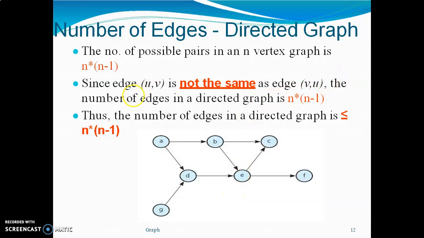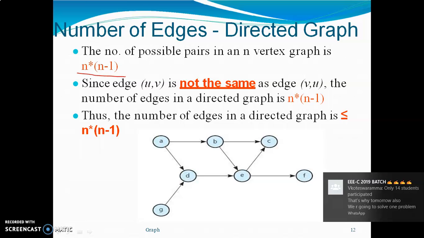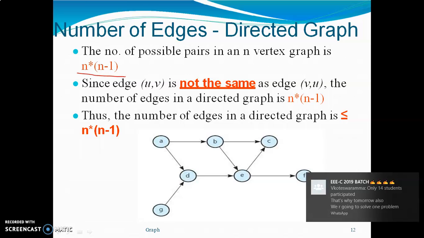Next, the number of edges in a directed graph. The number of possible pairs in an n vertex graph is n into n minus 1. This is the maximum number of possible pairs. It's not exactly the number we have, it's a maximum. By having 5 vertices, you can get 5 into 4, 20 possible edges we can draw in that graph. But we may get any number of edges less than that.